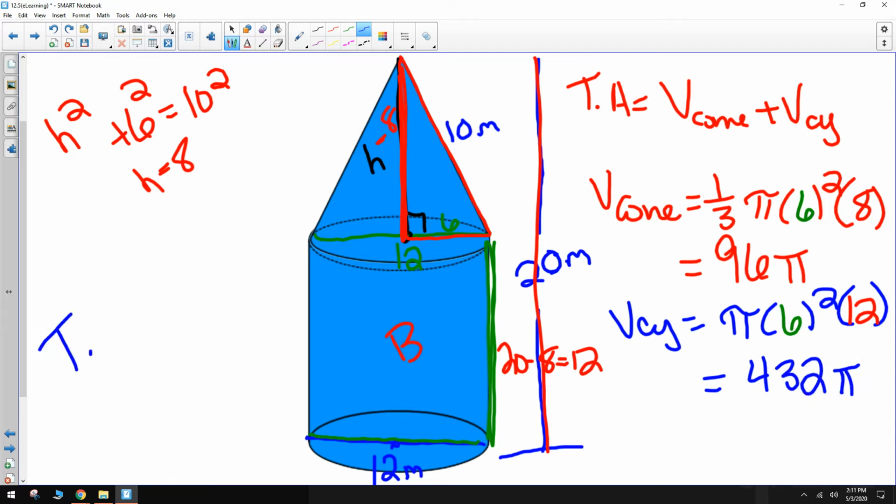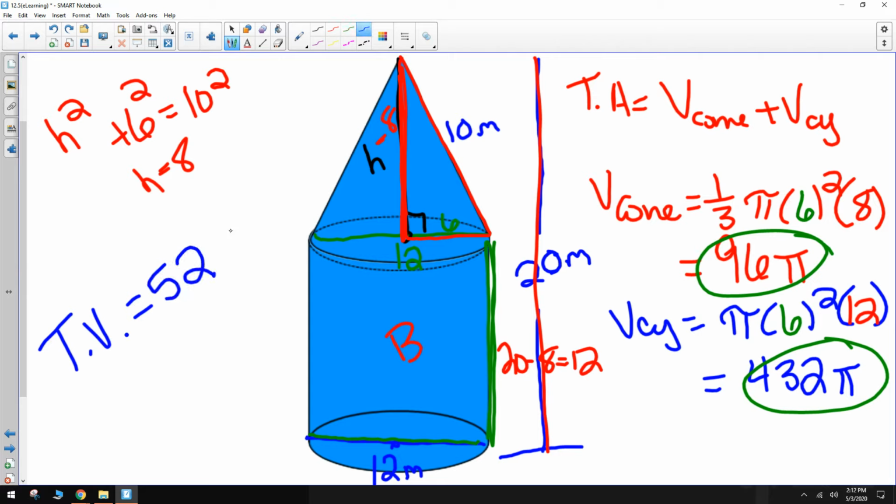So then to find total volume, I add my two answers I got here together, and I get 528 pi meters cubed.